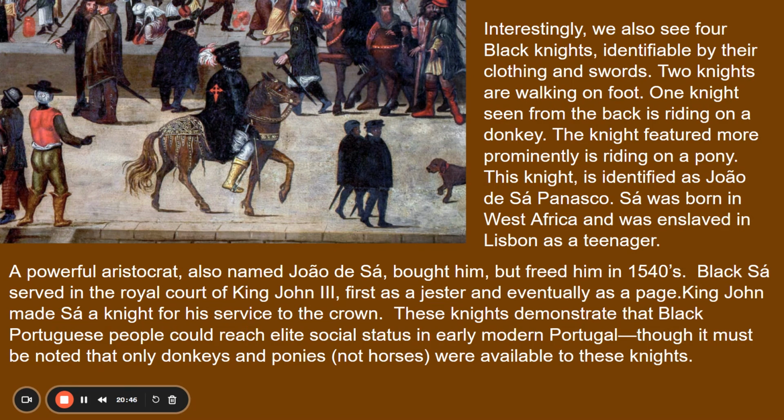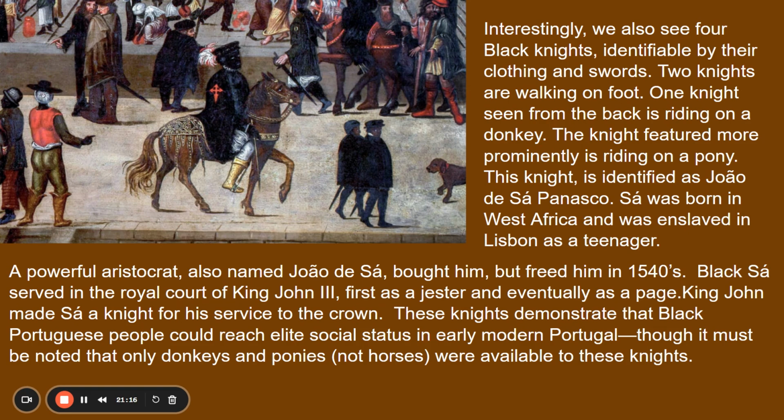But then there is historical data that shows that really a king did have the power to knight anybody they wanted, as just kind of like an honorable action. And so the importance of having these knights in the painting was that it did demonstrate that Black Portuguese people could reach an elite social status in early modern Portugal.